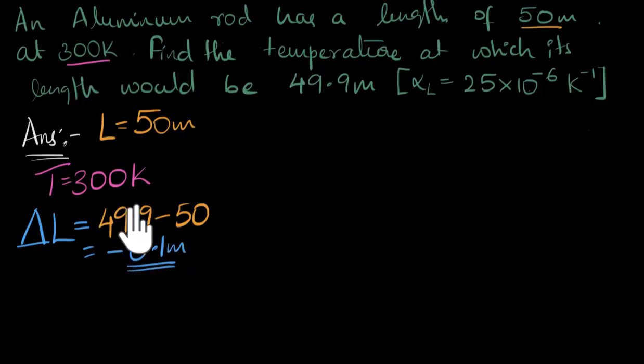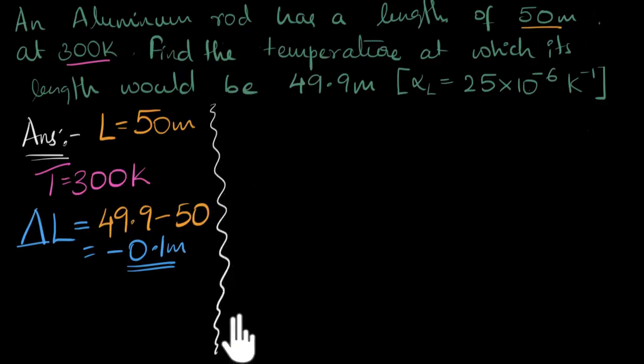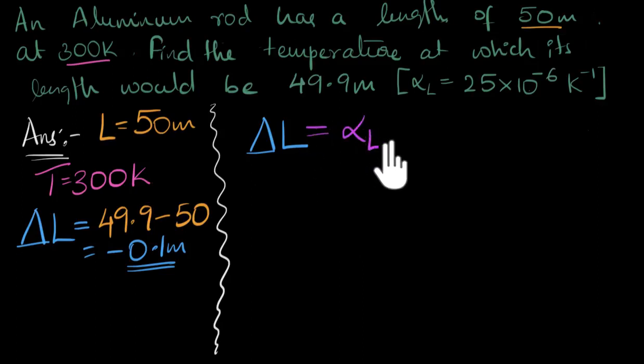The question now is to what temperature we should cool it down, right? Because we want it to shrink. The first thing we'll do is try to connect delta L, temperature, length, and alpha L, everything. We'll try to build a connection between them. And the way we like to do that is we can say delta L equals alpha L when we have 1 meter long rod and the change in temperature is 1 Kelvin.